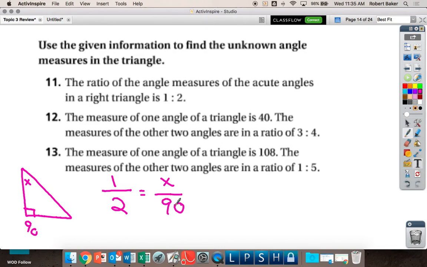That's the old cross multiply trick. 1 times 90 is 90. x times 2 is 2x. Does 45 work there for x? Yes. Magic.